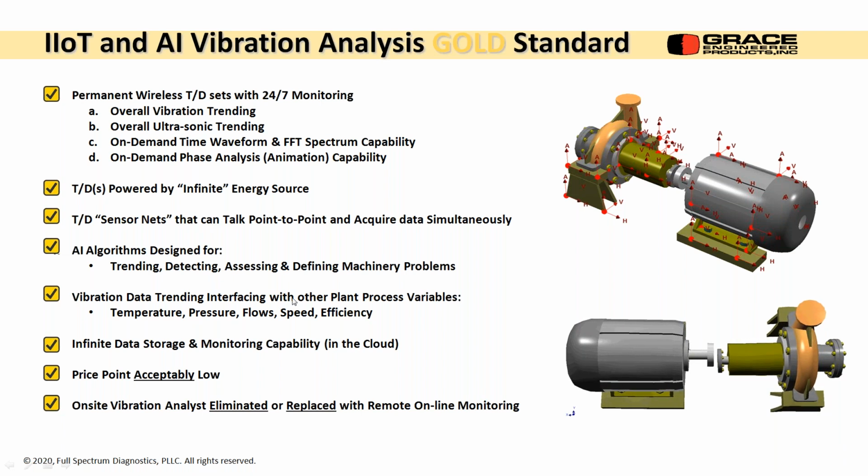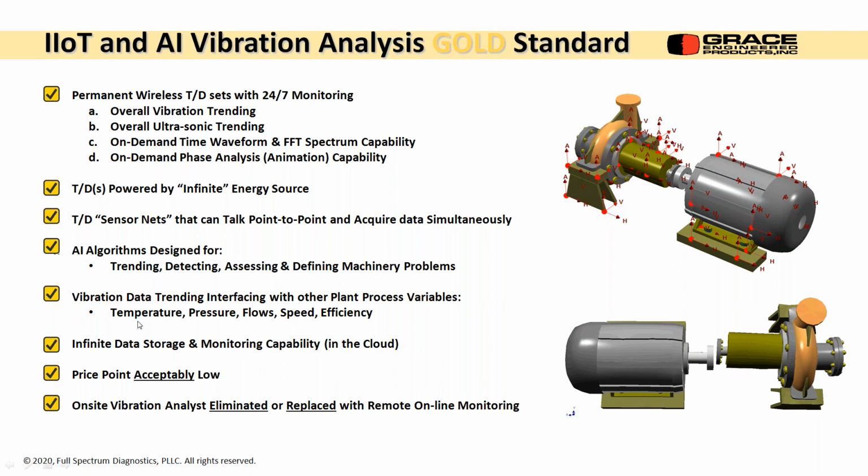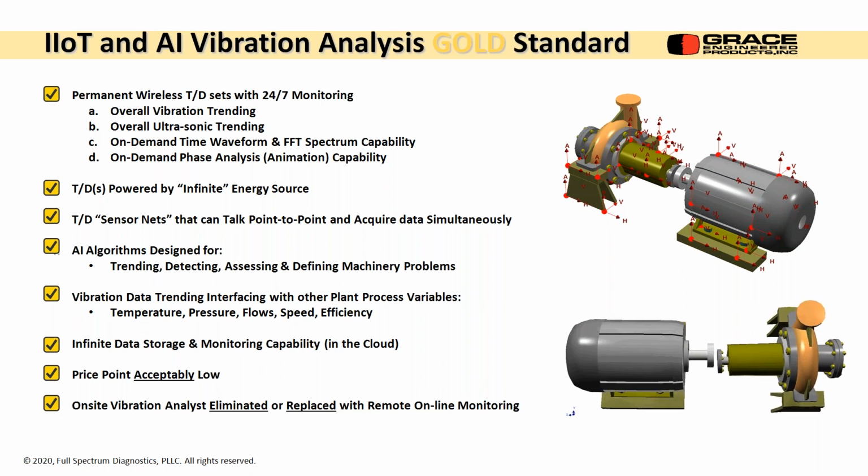Vibration data trending interfacing with other plant process variables. Most MEMS transducers will get you temperature as well, which is good. They can't do pressure, but the plant usually will have pressures, flows, speed, and efficiency on some type of data system or PI system. The idea is to link to that so we can get another, non-vibration measurement that might be part of the puzzle.